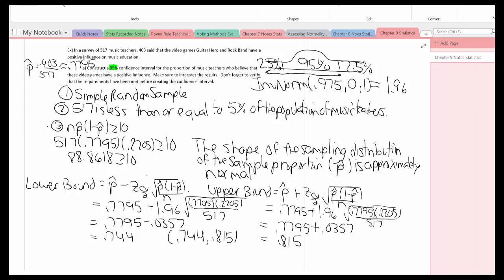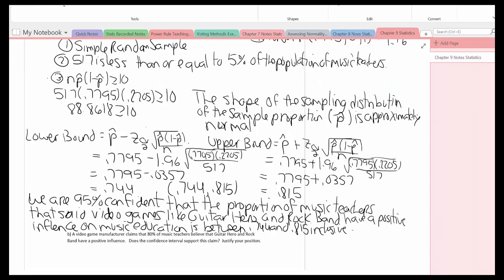Now I'm going to write what the interpretation would mean in the context of this problem. We are 95% confident that the proportion of music teachers that said video games like Guitar Hero and Rock Band have a positive influence on music education is between 0.744 and 0.815 inclusive.